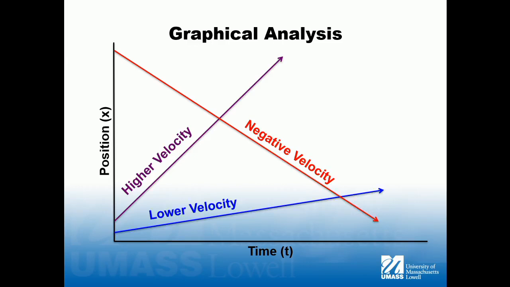The magnitude of the slope itself is what tells you which one is moving faster. If you look at the blue one and the purple one, they're both moving in the same direction, both positive. But the purple one has a higher slope, which means it's moving faster. In the same amount of time delta t, it's going a larger distance. Everyone with me so far?